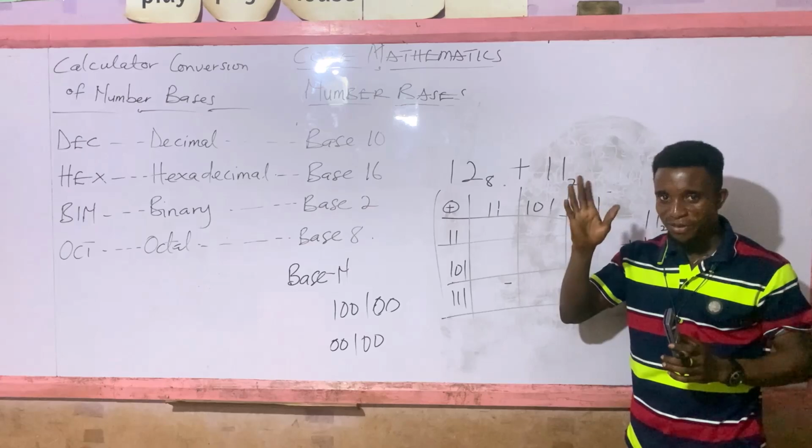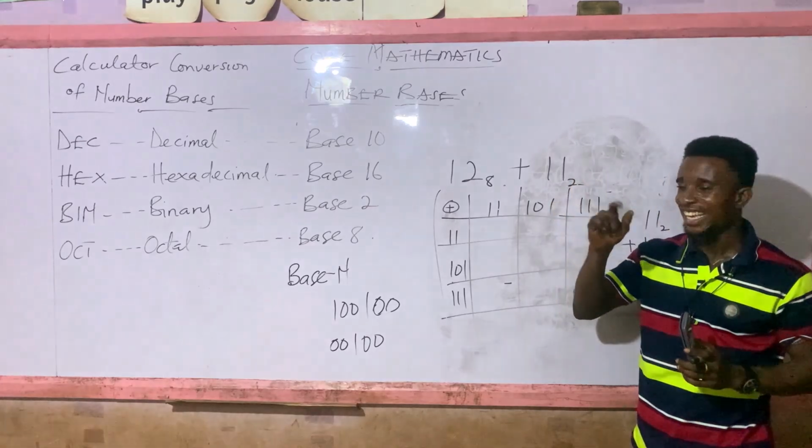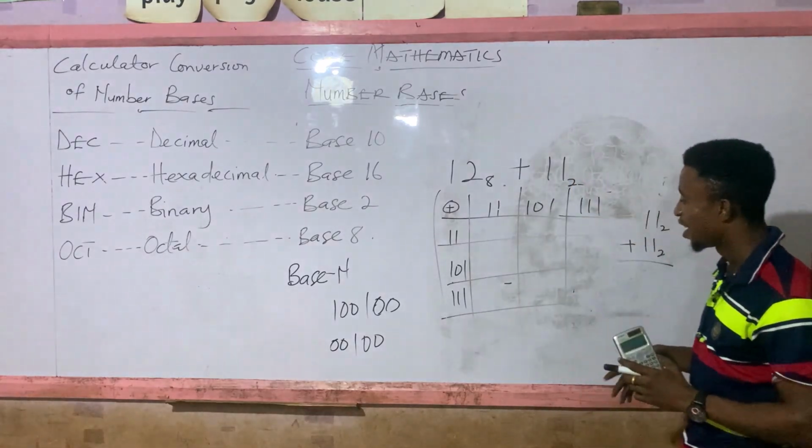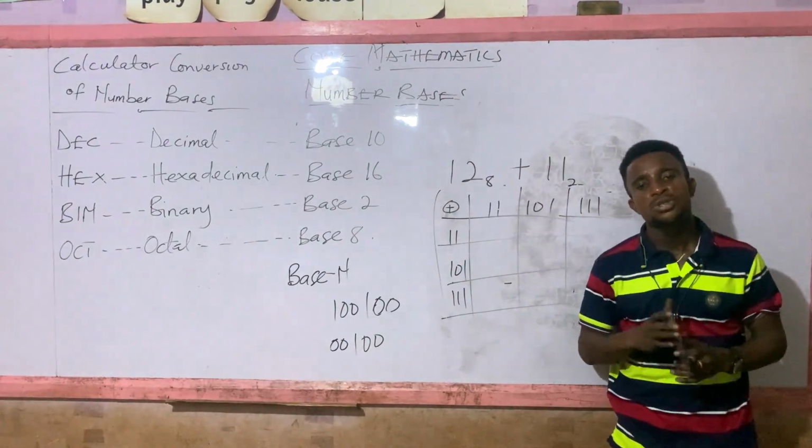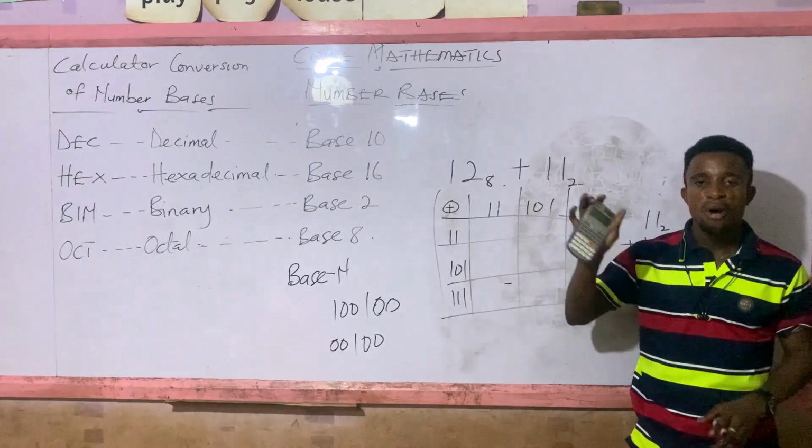Give me a high five if you understand. Okay, I can get that. So I think that is all for now. That is the calculator aspect. And I want you to go and sit down and do more with the calculator.